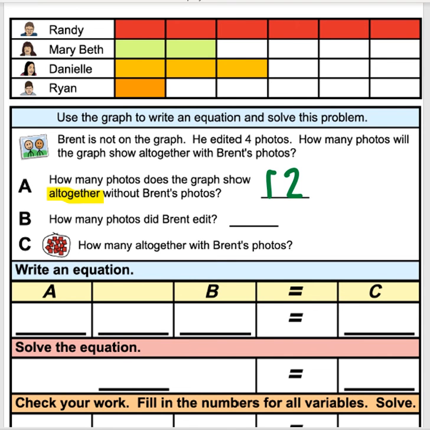Then we're going to go back and we're going to read how many photos for B Brent edited. And it says Brent is not on the graph. He edited 4 photos. So Brent had how many? Brent had 4.